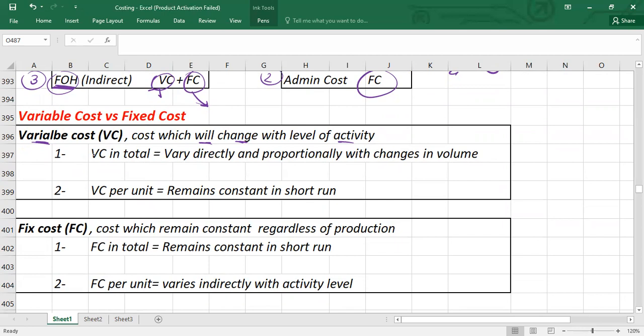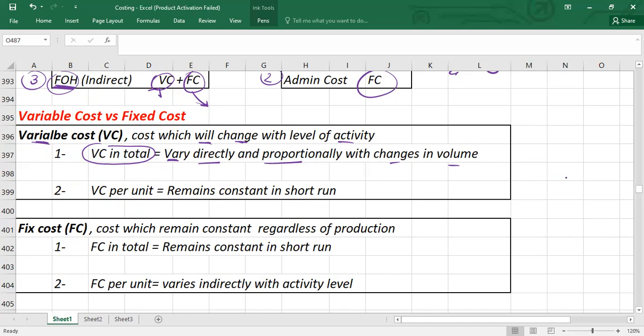So first you need to understand variable cost in total. Variable cost in total varies directly and proportionally with the change in volume. I'm talking about in total. I have given a lot of examples in the previous video, so here I'm just quickly refreshing. I cannot quote examples, because otherwise this video will become too long.